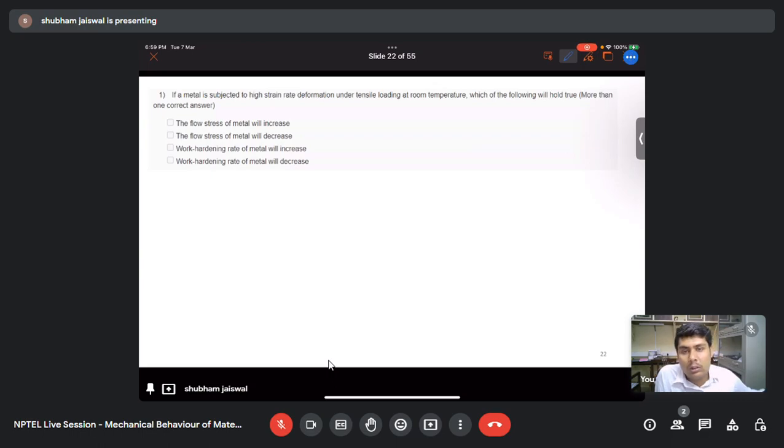So this is the first question: if a metal is subjected to high strain rate deformation under tensile loading at room temperature, which of the following will hold true? More than one answer is correct. The flow stress of metal will increase, the flow stress of metal will decrease, work hardening rate of metal will increase, or work hardening rate of metal will decrease. Anyone?